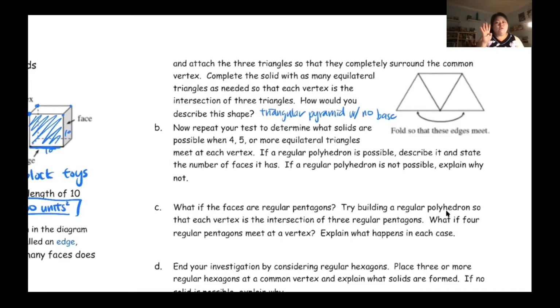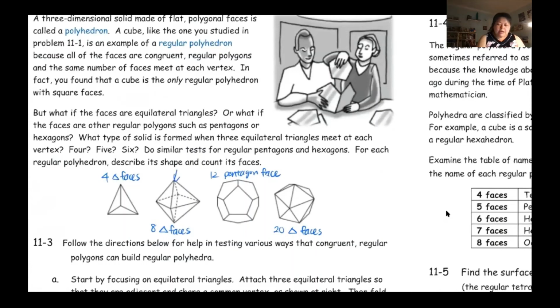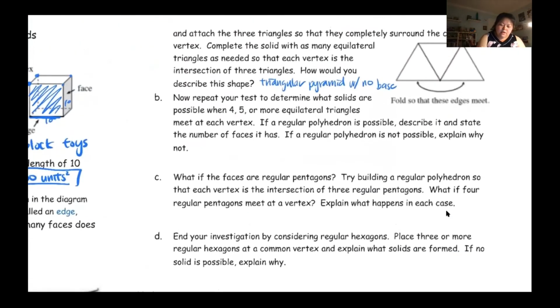So you can actually have 4 triangles together. 4 triangles at one vertex actually creates this one right here, because each tip here has 1, 2, 3, 4 triangles there. So 4 triangles actually creates the 8 triangle faces shape, which we'll talk about in a minute. And 5 triangles you can do too.